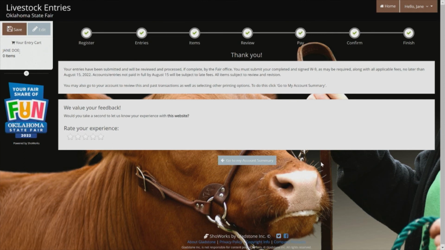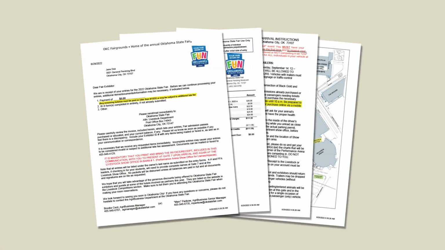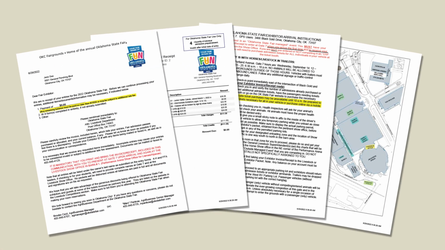The Oklahoma State Fair Livestock Office will review your entries. Once confirmed, you will be emailed an exhibitor invoice to the email address you have provided with your entries. This document will need to be printed and brought with you to present to Gate 7 staff upon initial arrival for move-in, and must also be presented at the Livestock Show office.